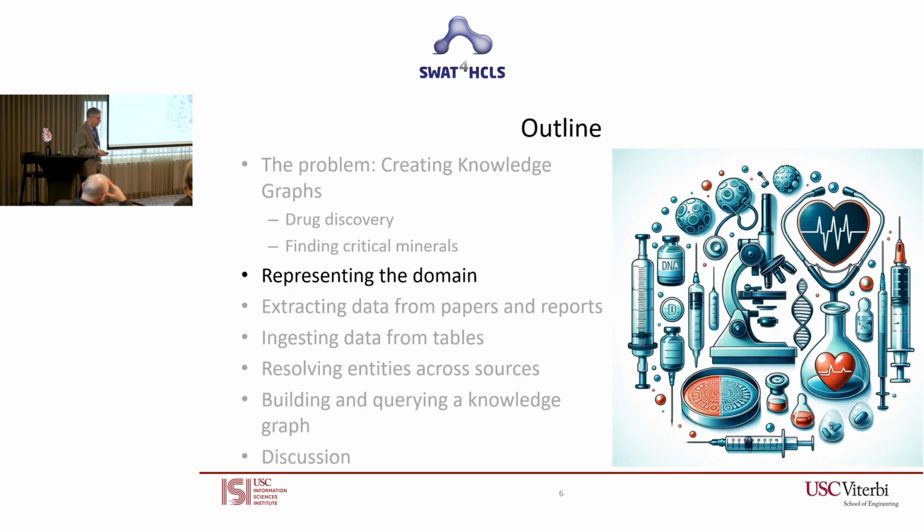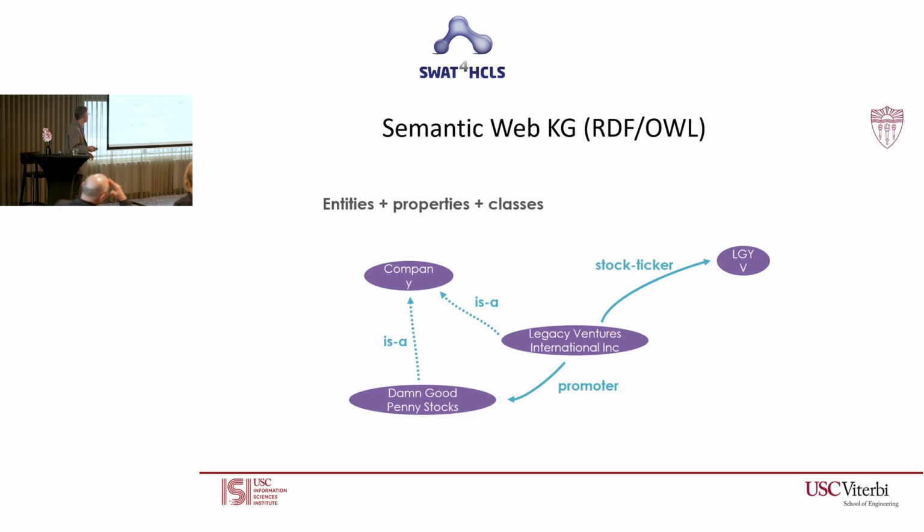Okay, so let me walk through the steps here. First, we have to represent the domain. I think most people here are familiar with the semantic web stack and all this stuff, right? So you have some kind of domain ontology. This is a domain ontology for companies, but it involves classes and properties and the relationships between them.